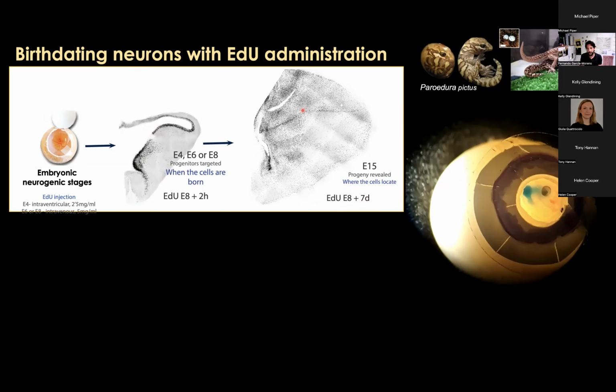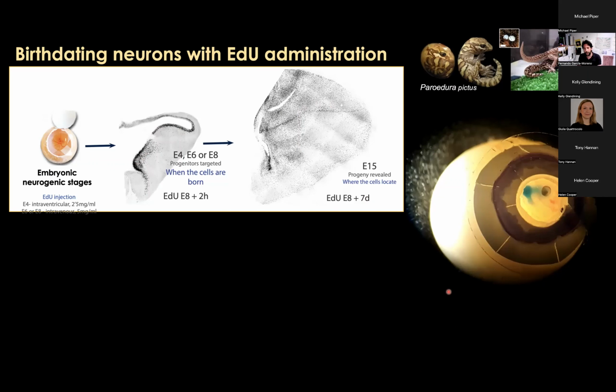We are comparing different stages of injection, early in neurogenesis, intermediate stages, and late stages. And we are also identifying cells at different areas and in different species. This is one example. We have this Paroedura pictus, the species of gecko coming from Madagascar in Africa, that we are researching in the lab. And this is an example of the injection.